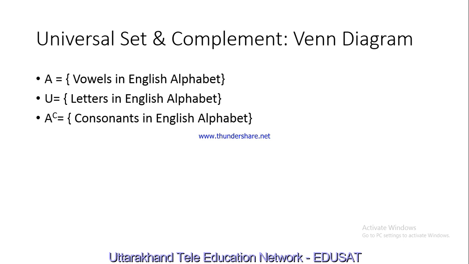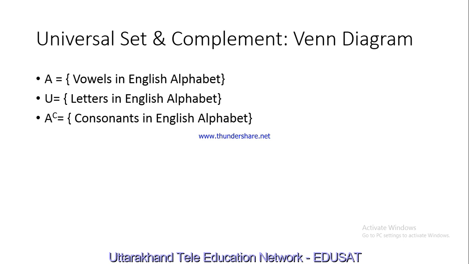Now what will be A complement? Here I have used the symbol A^C. You can also use A dash. So what would be the complement of A? The complement of A will contain all the elements which are part of the universal set but they are not part of the set A. Set A only has vowels, while the universal set has all the letters in the English alphabet, which means vowels as well as consonants, and that is why A complement will be a set which will have only consonants.